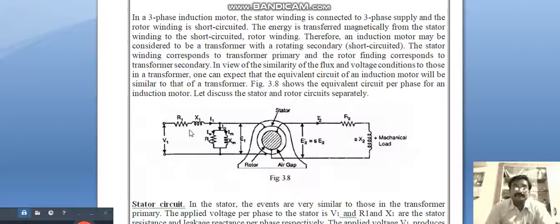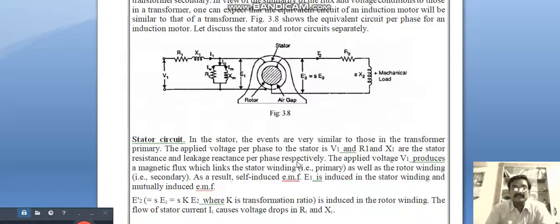R1 is the stator side resistance, and X1 is the leakage reactance of the stator side. And these are I naught, Im and Iw, Xm and R naught. When you come to the rotor side, here are R2 and I2 dash. E2 dash is equal to S into E2, just like a transformer.